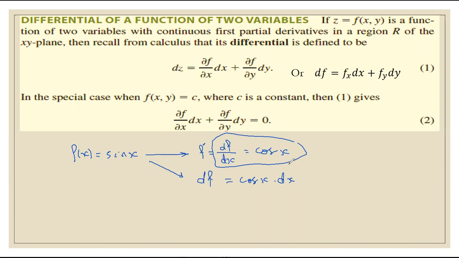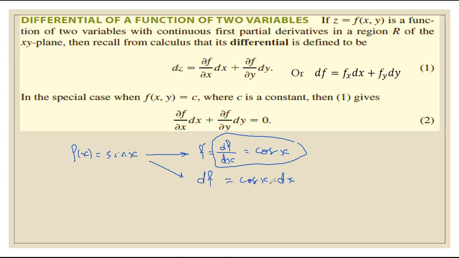So the differential is d, the derivative is d over d. So I think now it's easy. Actually, I know all of you maybe now remember this idea. But what about if my function has two variables?